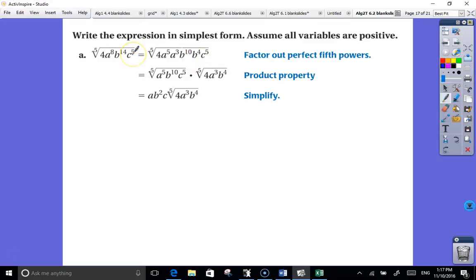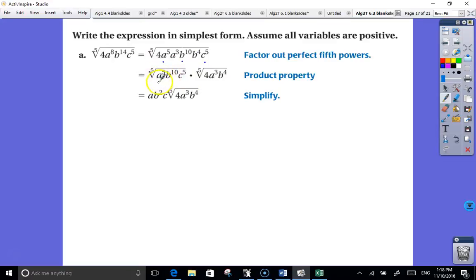Now c to the 5th, that works. 5 divided by 5, that goes. So then they've taken a step where they wrote 2 radicals. And in the first radical, they've got all those pieces that are actually going to simplify. A to the 5th, b to the 10th, c to the 5th. And then in the second radical, they've got all the things that are not going to simplify. You can't take the 5th root of 4. You can't take the 5th root of a to the 3rd or b to the 4th. So they're going to stay.